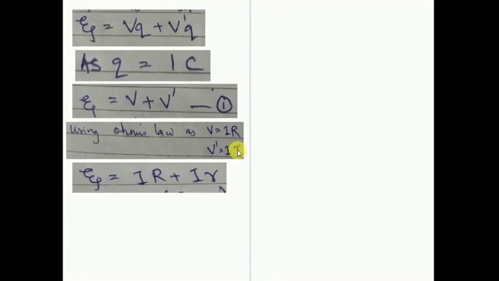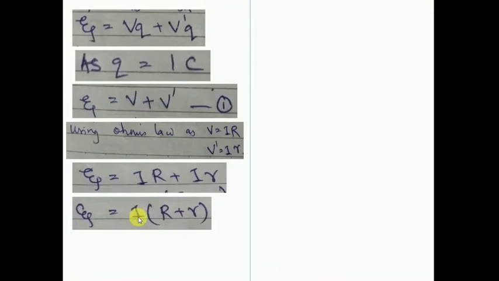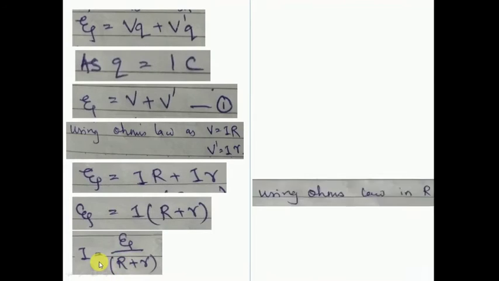Now again I can use Ohm's law in this. V is equal to current times resistance. V is for external resistance R, so I'm writing IR, and V' is for internal resistance, so I'll write Ir. Now after putting values, taking I common, your I will be EMF over the sum of resistance of the circuit, that is internal resistance plus external resistance.